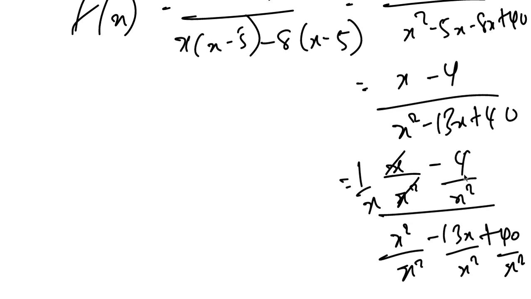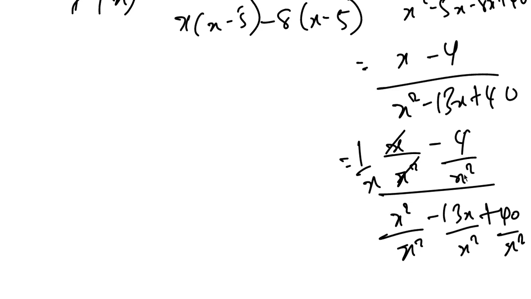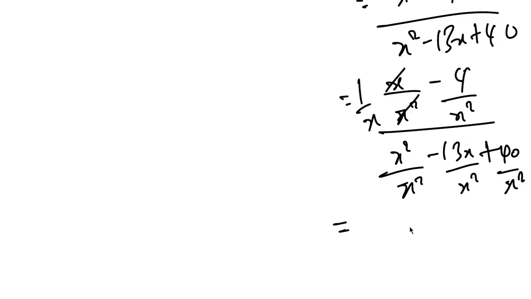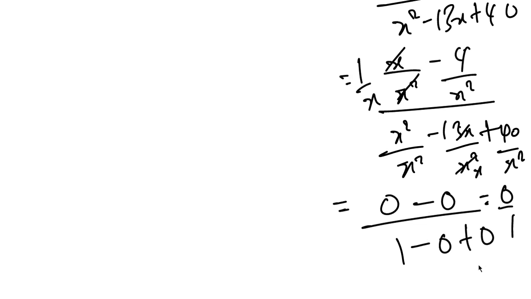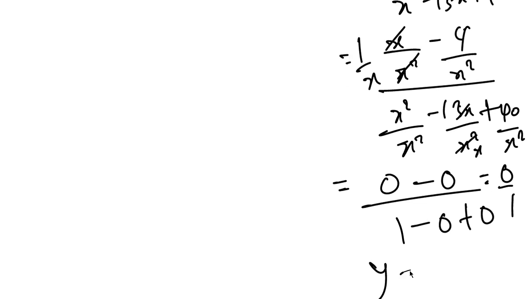So what can you infer from this? The limit of 1 over x is what? Is 0. The limit of 4 over x squared will still be 0. Any stuff that has x underneath. And x squared divided by x squared is 1, minus what? 13x over x squared will tend to 0 because it has x underneath, right? Because x divided by x squared leaves us with x underneath. So this is 0 and then plus 0. So 0 over 1, that means it has a horizontal asymptote at y equal to 0.